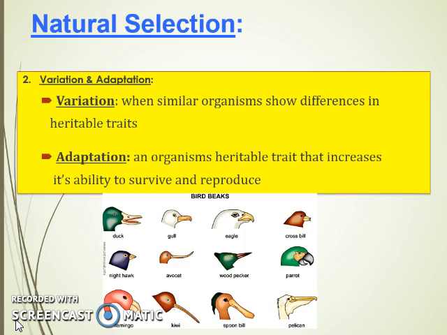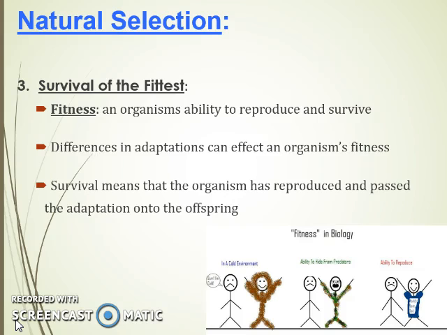Then we see variations. These are the differences that are very slight. This is when we have different organisms that may show some of the same traits, but slightly different. We'll look at that a little more in the future. Of course, we have survival of the fittest.